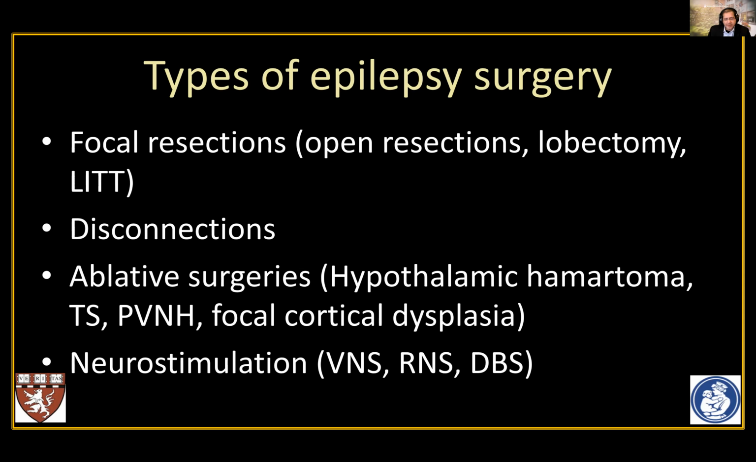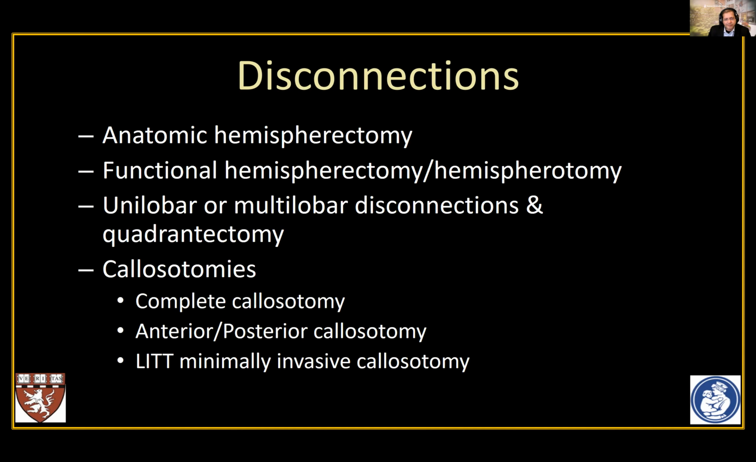Let's talk about the types of epilepsy surgery. You can have focal resections, we have open resections, lobectomies, and lit procedures. You can have disconnections, where you have either hemispheric disconnections or more focal disconnections, and ablative surgeries like hypothalamic hamartomas, where you can do resection using laser now, or you can have neurostimulation, which includes VNS, RNS, and DBS placement, or deep brain stimulation. In today's talk, I'll specifically concentrate on disconnections and also hone down on hemispheric disconnections.